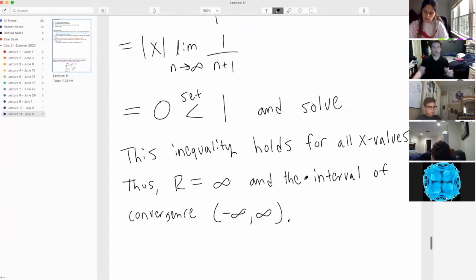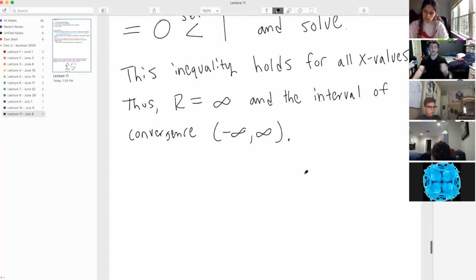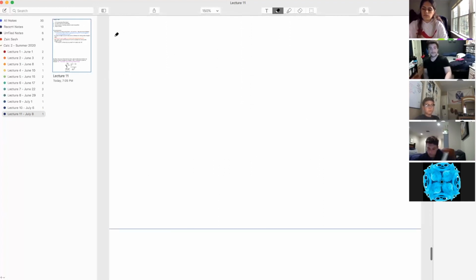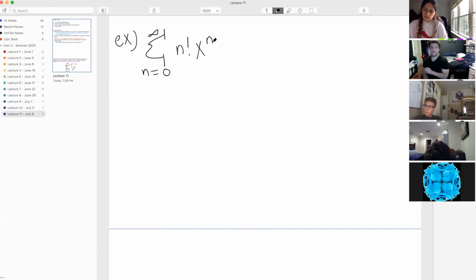Okay, so we saw one where every x value worked. How about one where no x value works? So let's look at that. Let's look at the sum from n equals 0 to infinity of n factorial times x to the n.